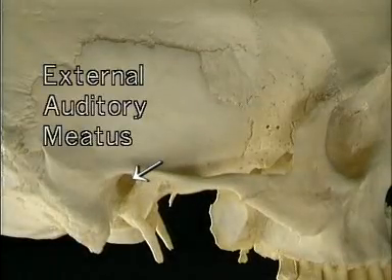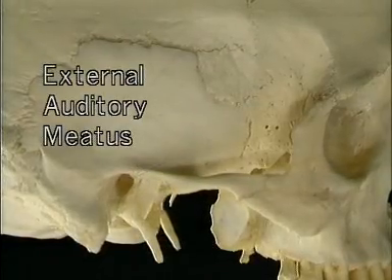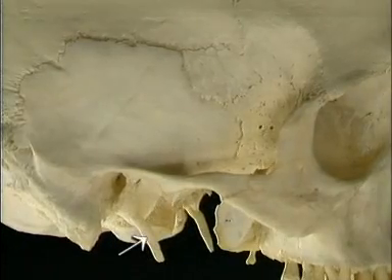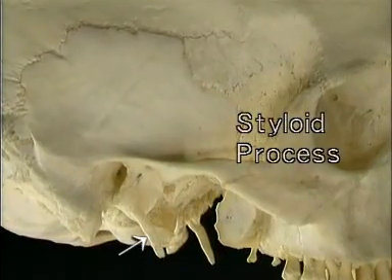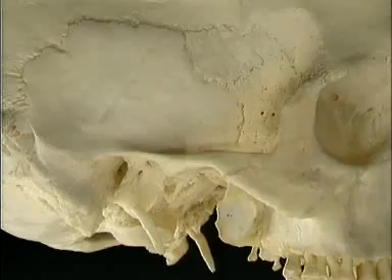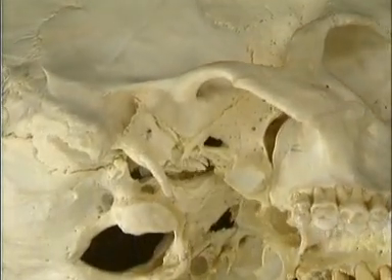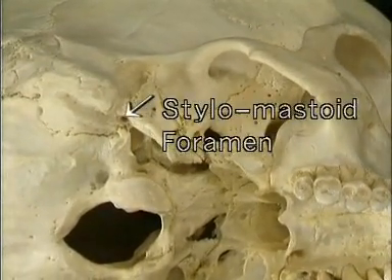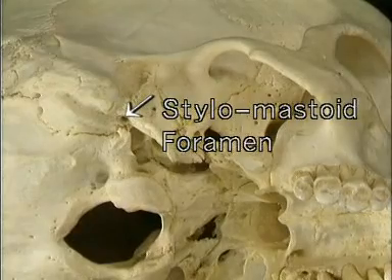This is the external auditory meatus leading to the middle ear. This long, sharp projection is the styloid process. Just at the base of the styloid is the little stylomastoid foramen for the facial nerve.